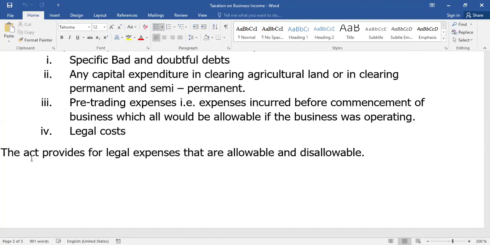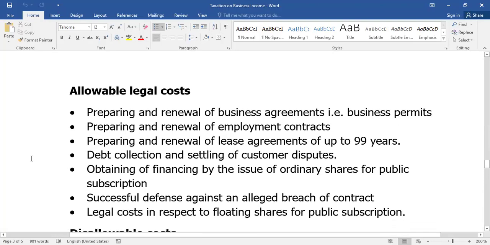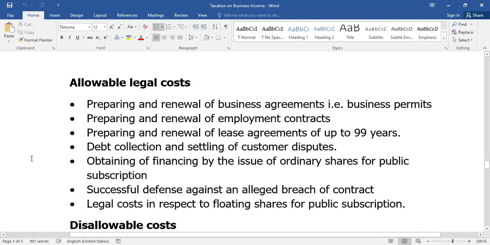Number four, we are looking at the legal cost. Now, when you look at the legal cost, it is normally categorized as allowable legal cost and disallowable. When you look at the allowable legal costs, number one, we normally have the preparing and renewal of business agreements, that is, business permits. Number two, preparing and renewal of employment contracts, preparing and renewal of lease agreements of up to 99 years, debt collection and settling of customer disputes, obtaining of financing by the issue of ordinary shares for public subscription.